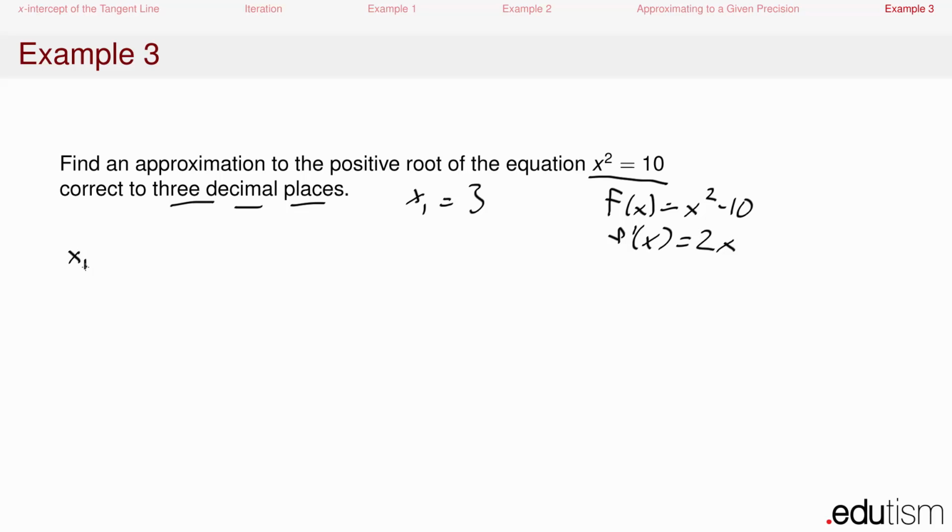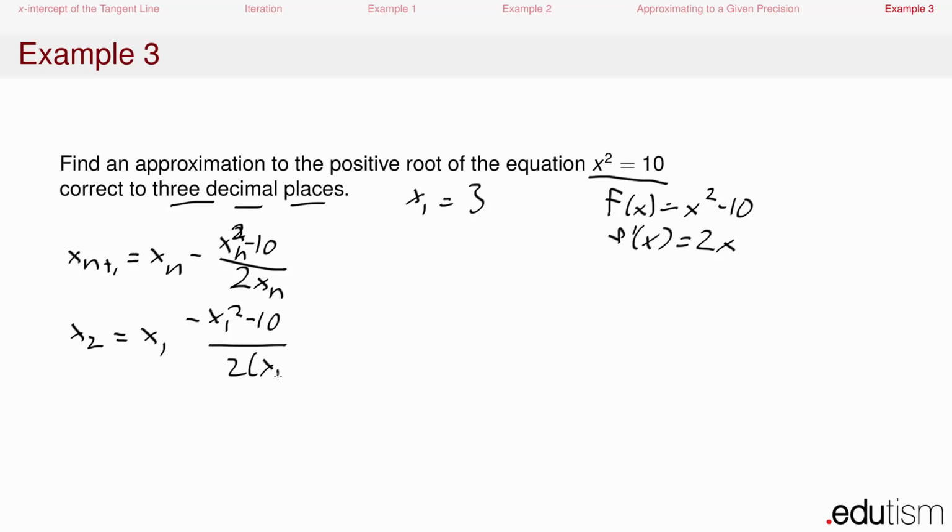So my formula is going to be x_(n+1) equals x_n minus f of x, which is x squared minus 10, over f prime of x, which is 2x. So we'll have 2x_n and x_n. Again, remembering it's f of x_n and f prime of x_n when using this formula. So then we're going to start with x1. x2 is going to be x1 minus x1 squared minus 10 over 2 times x1. We plug in 3 to that. What we're going to get is an answer that's approximately 3.1666666, etc. Okay, that's the first approximation.